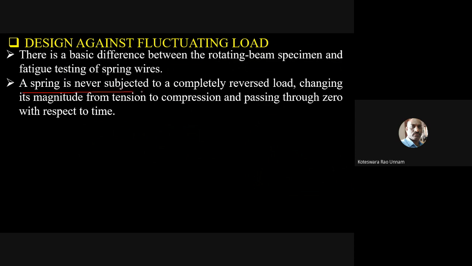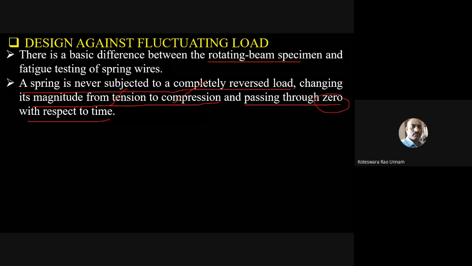A spring is never subjected to a completely reversible load, changing its magnitude from tension to compression and passing through zero with respect to time. So that means your rotating beam specimen is subjected to a completely reversible load, where it is subjected to tension stress as well as compressive stress, which is passing through zero value also.